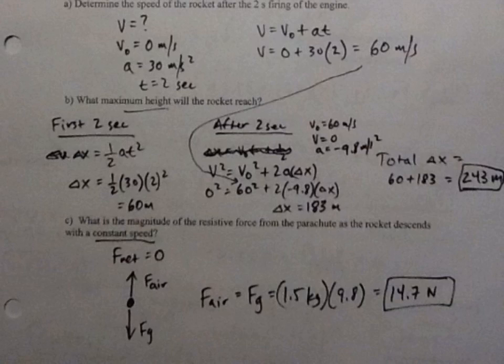We know that there's force of gravity acting down. As always, any object really, there's always a force of gravity, and there's air resistance acting up. The parachute adds this force. So the two have to equal each other, again, because net force is 0. So basically the air resistance is equal to the gravitational force, 14.7 newtons.